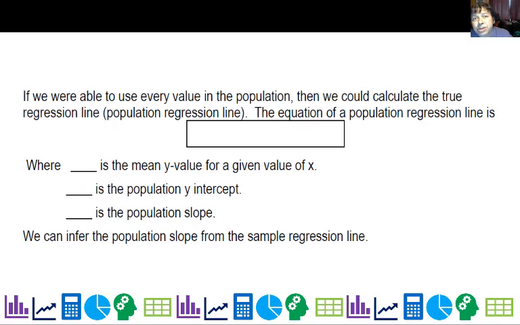So now what changes on this lesson, that was a little bit of a review of what we just did. We're going to try to predict what is the possible true slope, or what is the possible true line for the length the spring extends compared to the masses, or basically for any regression you're trying to do. And the formula looks very similar, except we have mu y, which is the mean value, beta naught is the true population intercept, and beta 1 is the true population slope. All right. And we can infer the population slope from our sample regression line.